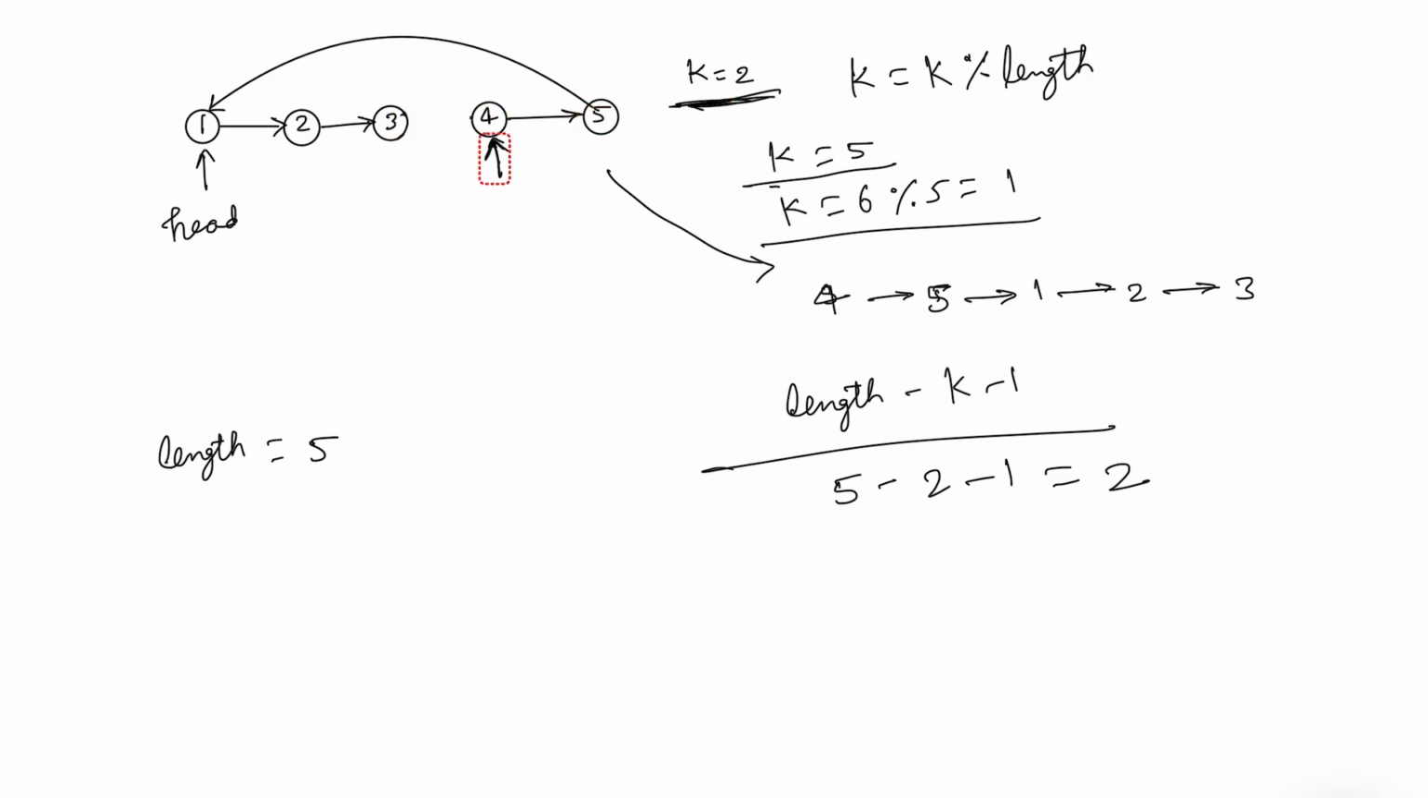So it will start from 4, 5, 1, 2, and 3. This is the required linked list. So we will have to go till 5, till length minus k minus 1. So I will update one node from here. Let's consider this temp, and it will go to its next node. How many times? See, length minus k minus 1, so here it will be 2. So first time it's already on head, so one time this will be temp dot next.